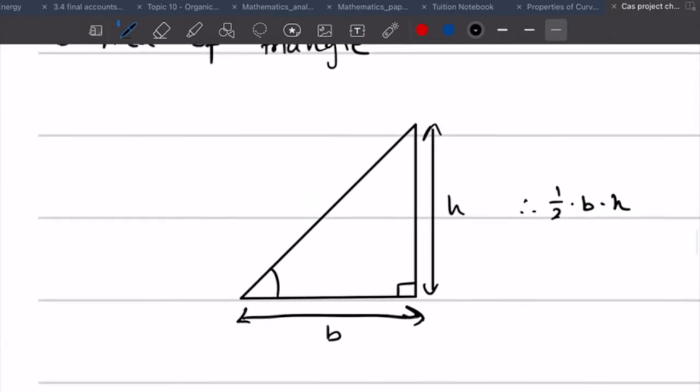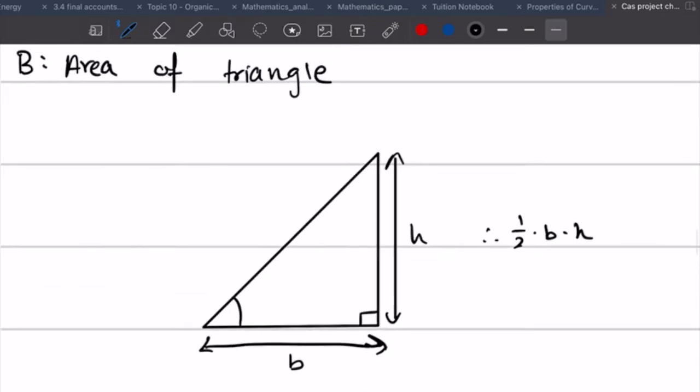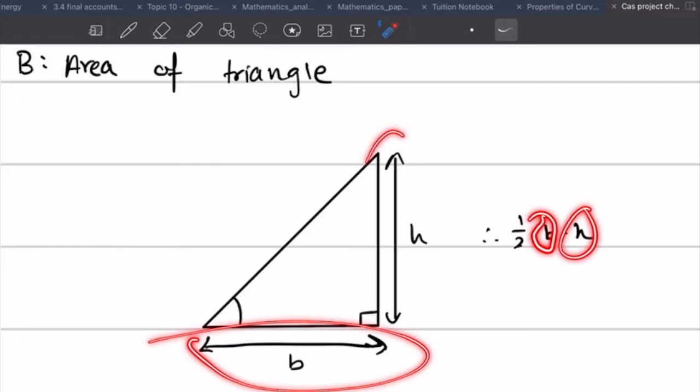Now what we know is that for a right angle triangle, to find the area, it's just half times base times height. So half of a triangle, times the base value and the height.